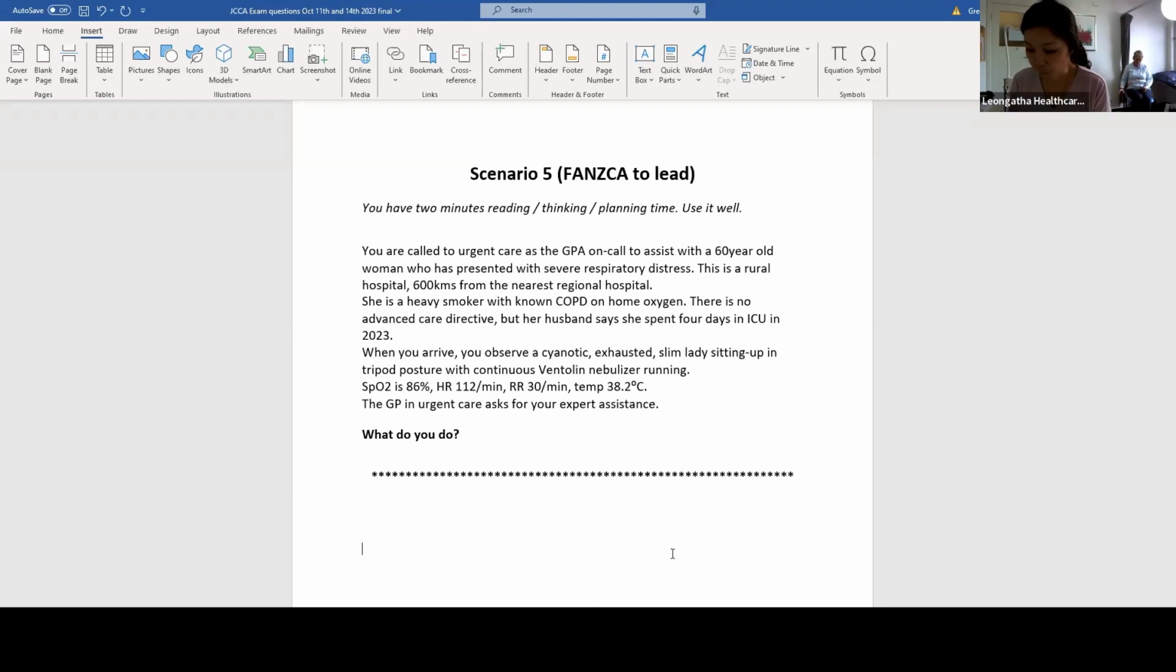And checking her airway pressures. It should be very difficult to ventilate, so I think I would also call for help with my second GPA.